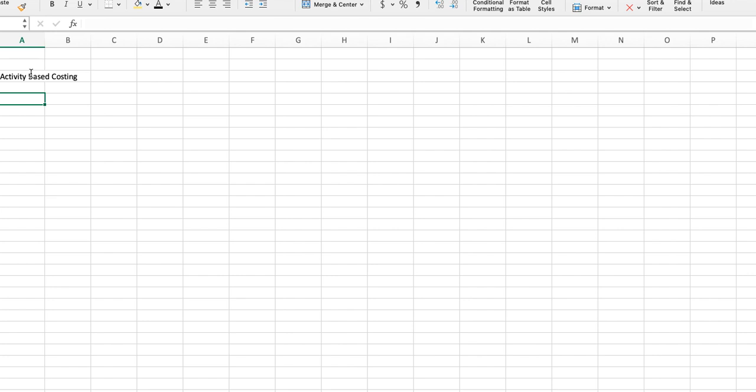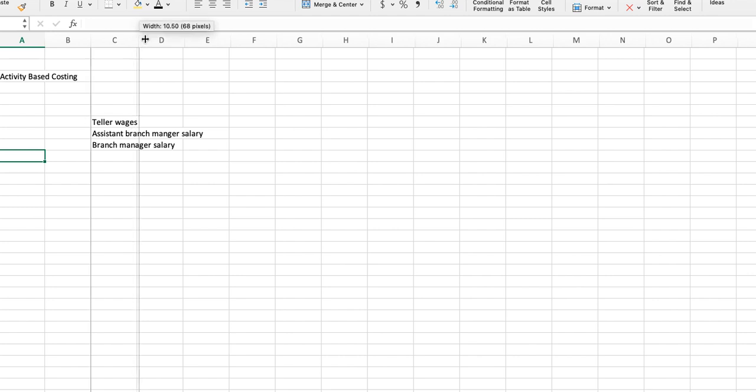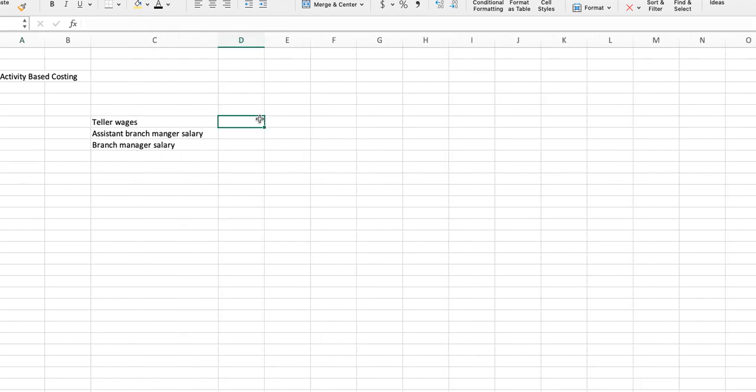So this is a bank, and they're looking at the efficiency of operations. And so we have teller wages, we have assistant branch manager salary, and we have branch manager salary. These are some of the costs that we have. And I picked this one because it's not production. So I wanted you to kind of see how things work in the service world. Teller wages are $160,000.